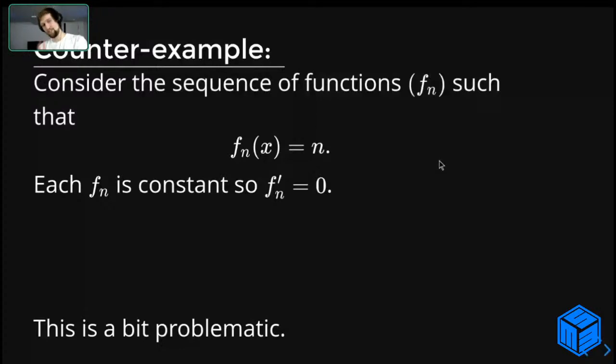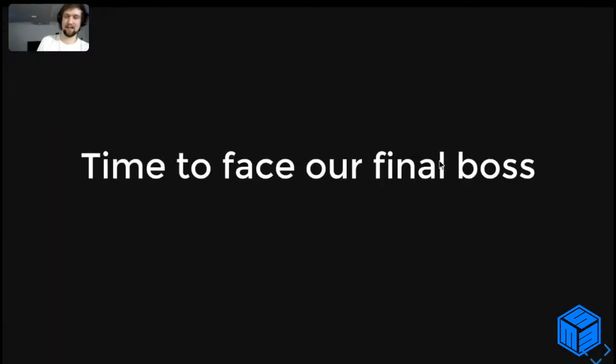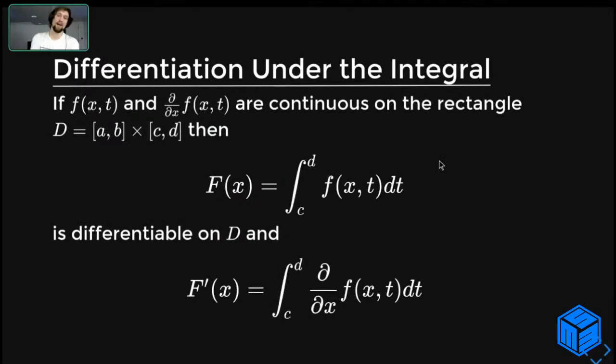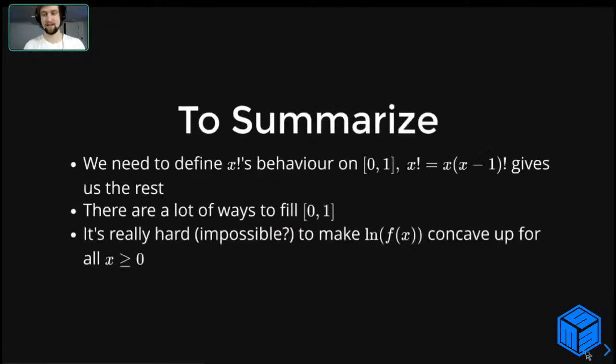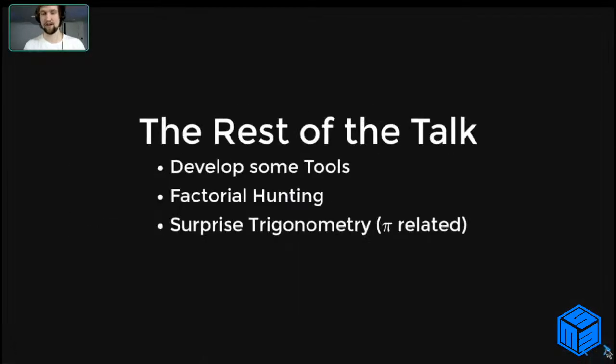So with those few examples under our belts, it is time to face our final boss from earlier, the type of problem that I promised we would be studying. And so this is known as differentiation under the integral sign. So if f(x, t) and its derivative with respect to x, with respect to that first input there, are continuous on a rectangle, I showed an example of what such a function might look like earlier. If I can just find it.